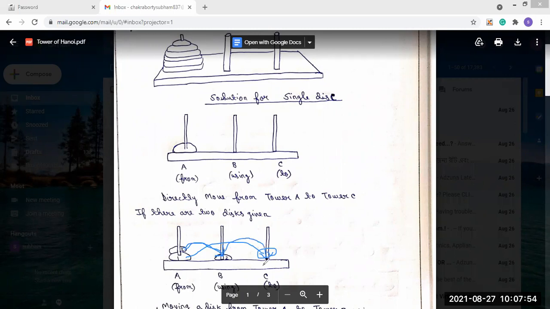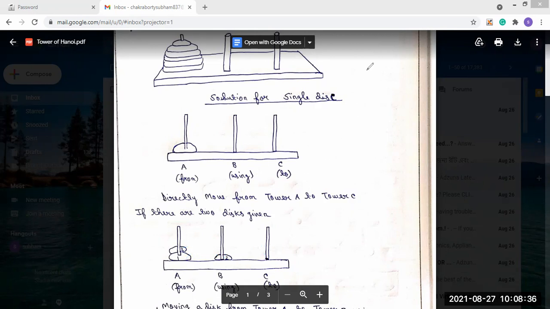So what happened? The larger disk is placed below and the smaller disk is placed higher, so that order is maintained. In the case of two disks, the smaller disk we will move into the auxiliary tower, and the larger disk we will move to the destination tower. After that, we will move the smaller disk from the auxiliary tower. So this is the way if we have two disks.